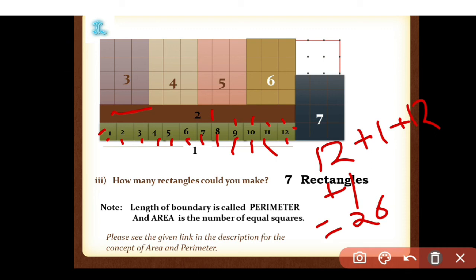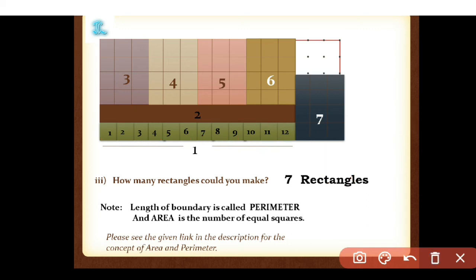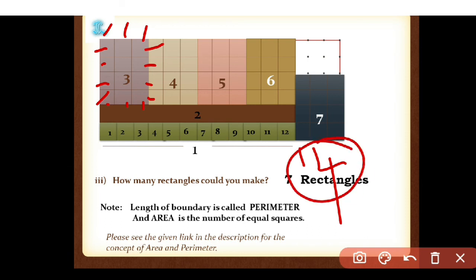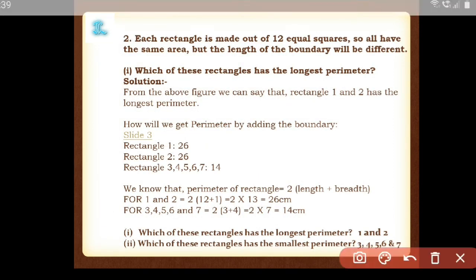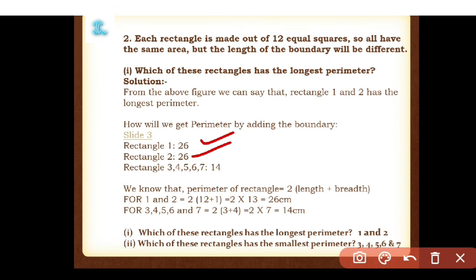Now we will count for the third one. How will we count it? 1, 2, 3, 4, 5, 6, 7, 8, 9, 10, 11, 12, 13, 14. So how much did we get? The perimeter for the third, fourth, fifth, sixth and seventh, because all are of the same shape, will be 14, and for 1 and 2 we got 26. All of you understood till here? Yes. Now we'll move on. Did we get the same? Rectangle 1 is 26, rectangle 2 is 26, and the remaining rectangles are 14.